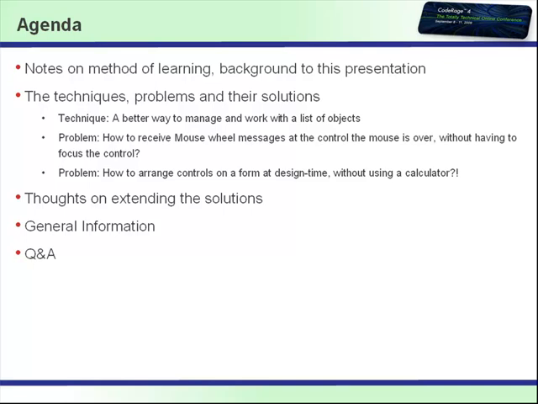The problems are these. We'll look at a possible better way to manage a list of objects, and then this old problem of being able to receive mouse wheel messages at the control the mouse is over without having to focus the control, and then a design time tool to arrange controls on a form without having to calculate the left and top positions and add the widths and heights and so on. And finally, some pointers as to how you could take this further and develop more sophisticated solutions, followed by general information and Q&A.